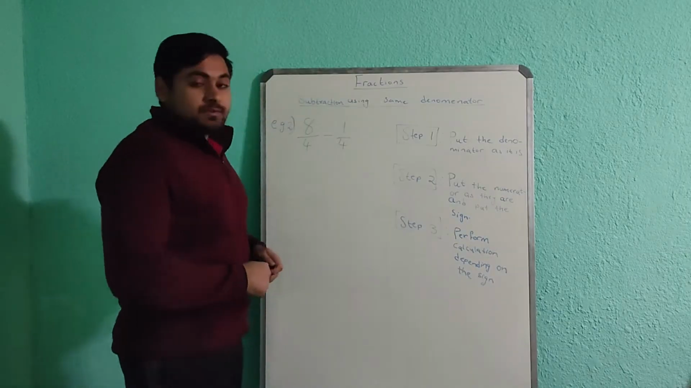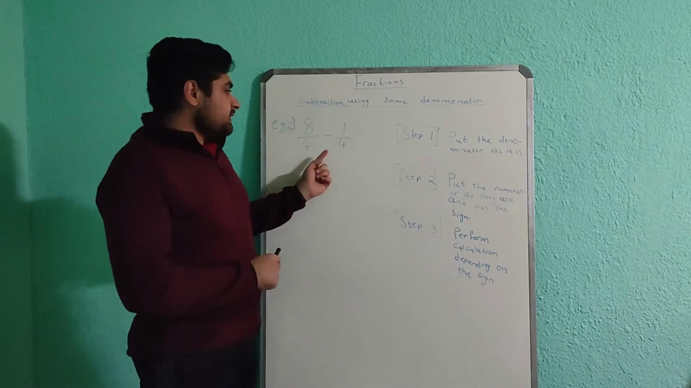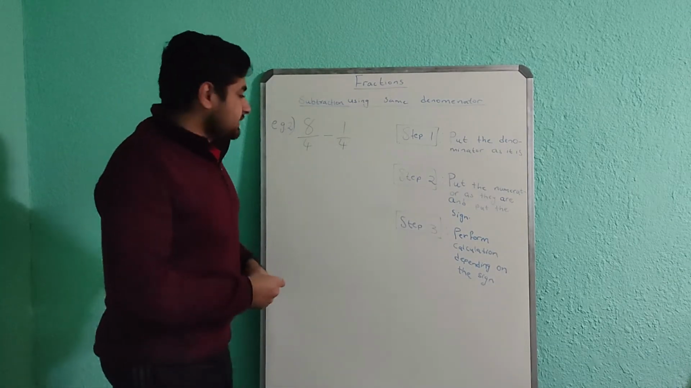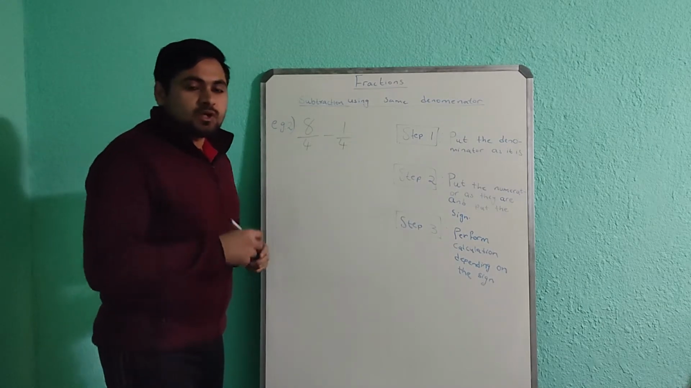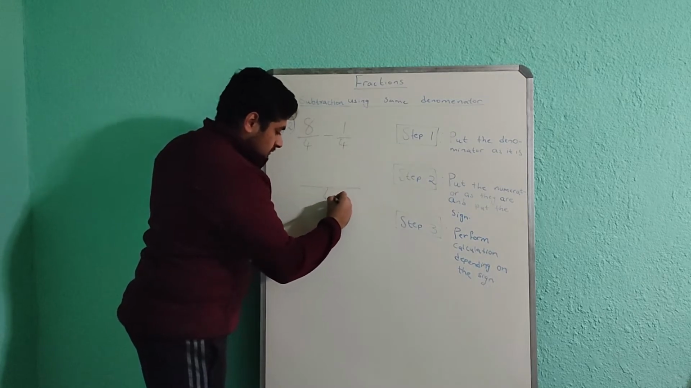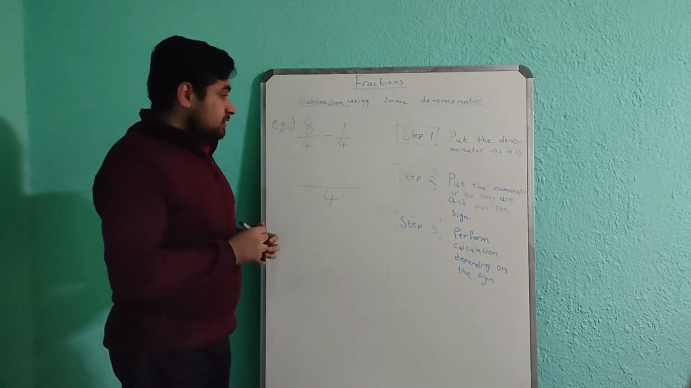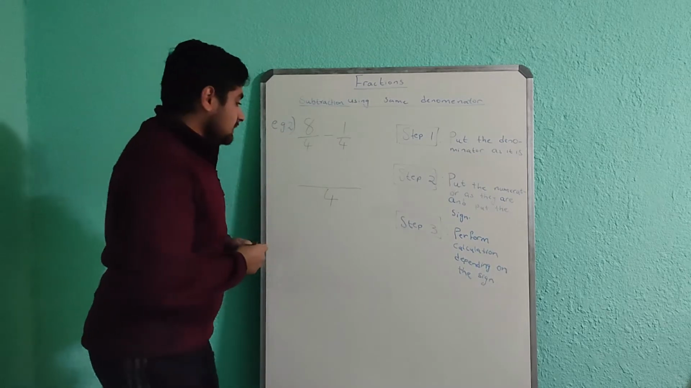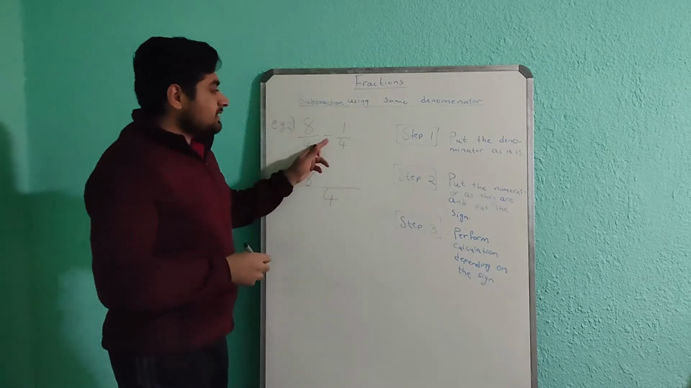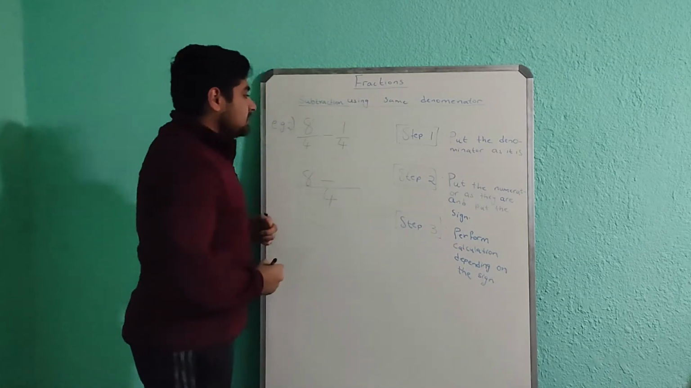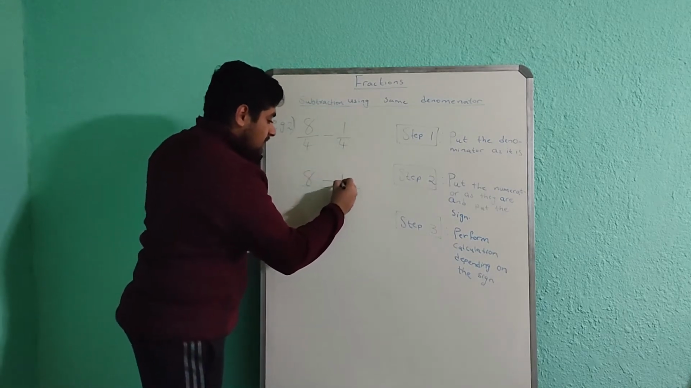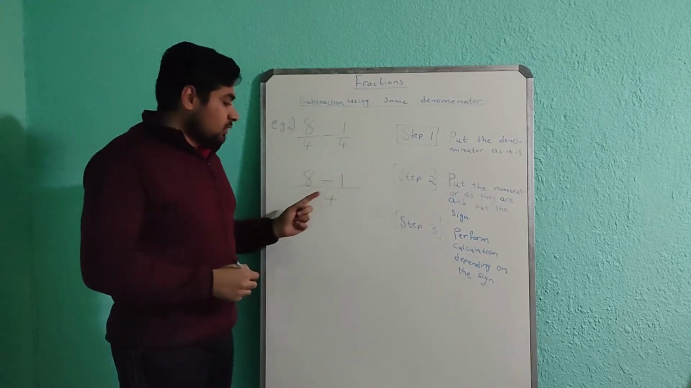Now example 2 says 8 over 4 minus 1 over 4. So let's follow the steps and see where we get. The first step is put the denominator as it is. Our denominator is 4. The next step is to put the numerator and the sign. The numerator of the first fraction is 8 and the sign is minus, and the numerator of the second fraction is 1. So we got 8 minus 1 over 4.